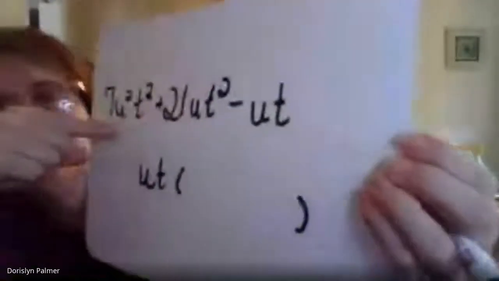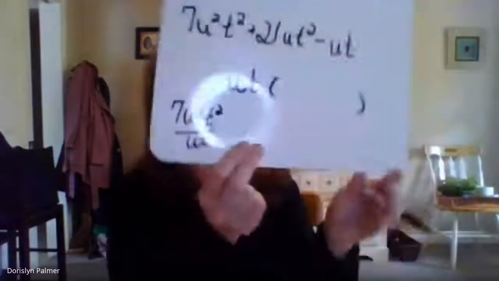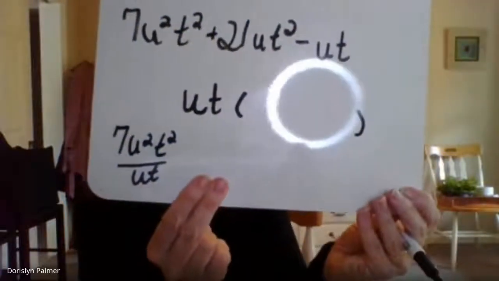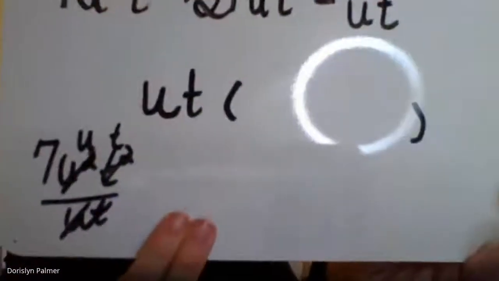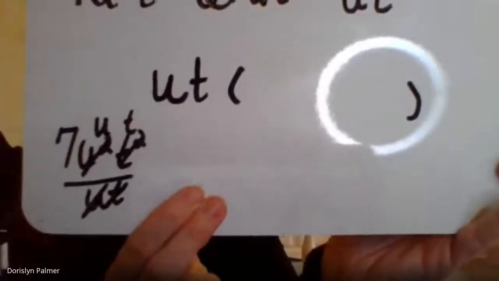Paying attention, I basically have to take each of these terms and divide it by UT. I usually do that in my head, but I'm just going to write it down to show you. So I have 7u squared t squared divided by UT. The U on the bottom cancels out, and the T on the bottom cancels out, and the squareds up top turn into the first power. So that's 7UT. You could probably do that in your head, which is fine.